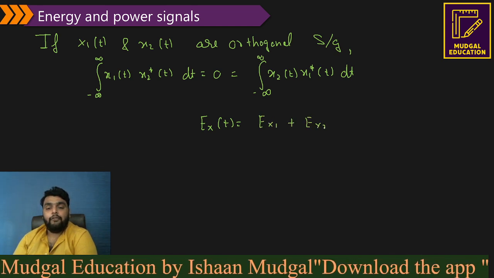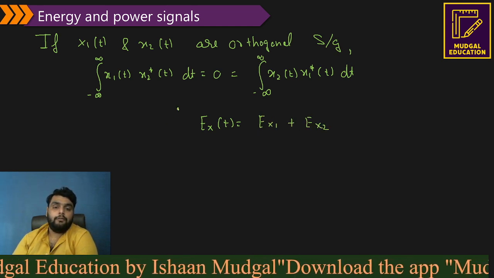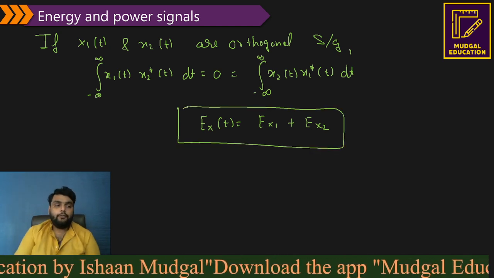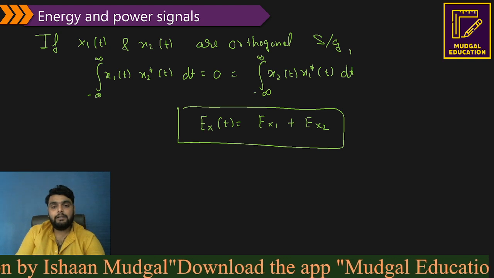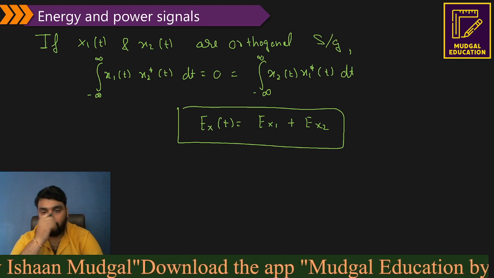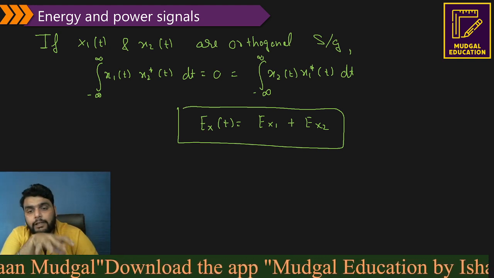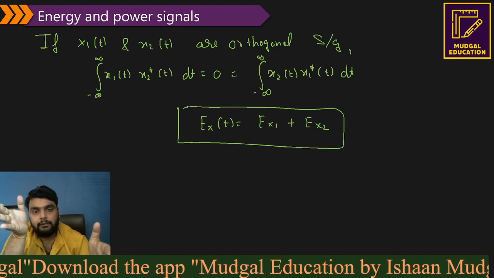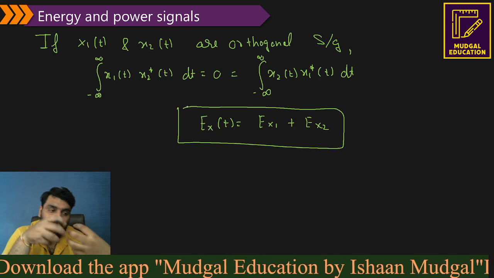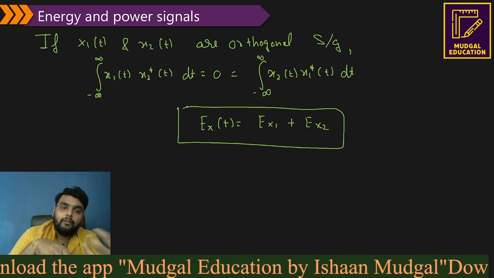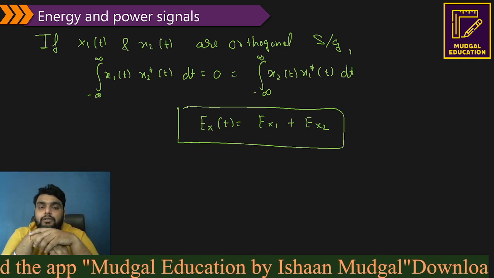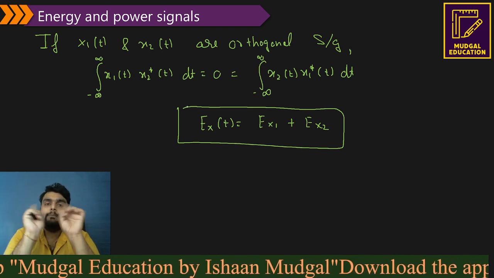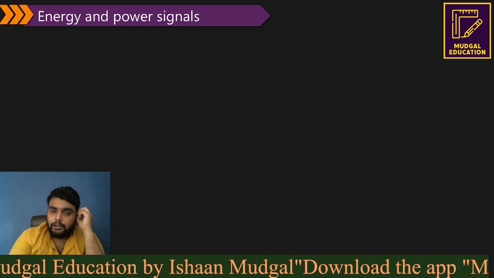Now this is a very important result. Why? This result tells you, if you have a signal in which multiple signals are in addition or subtraction, then you need to divide the signal into multiple signals, and find the energy of each individual signal. Once you find the energy of each individual signal, then you can easily find the energy of the complete signal. Okay, now let's see here.